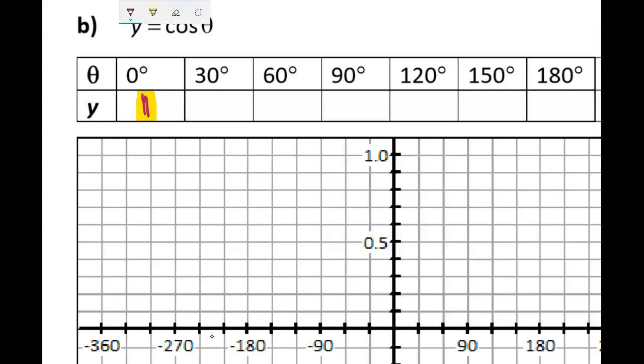Cosine of 30 degrees is the square root of 3 over 2, which is, we said, about 0.87. Cosine of 60 degrees is a half, which is exactly 0.5. Cosine of 90 degrees is 0. When we go into quadrant 2 angles, cosine becomes negative. So now negative 0.5, negative 0.87. Cosine of 180 degrees is negative 1.